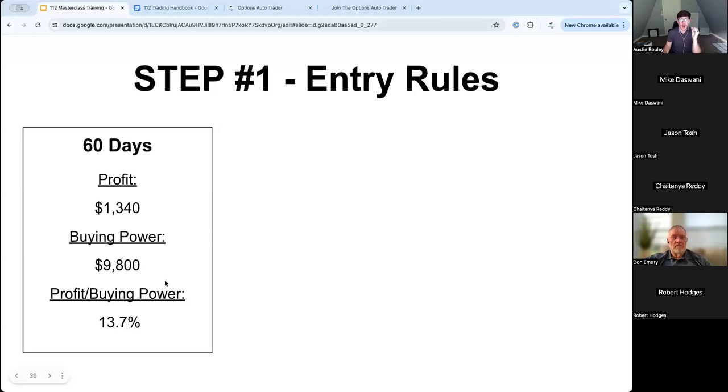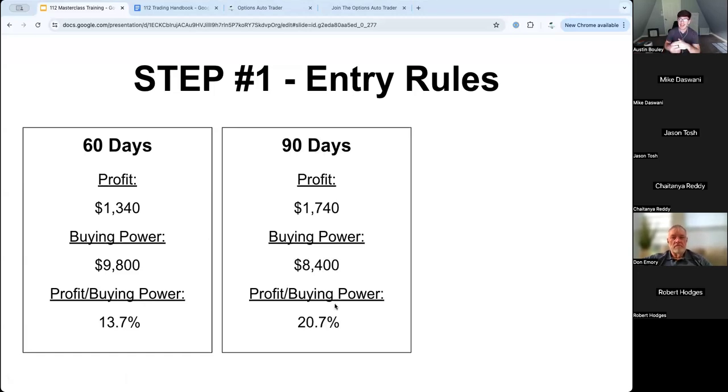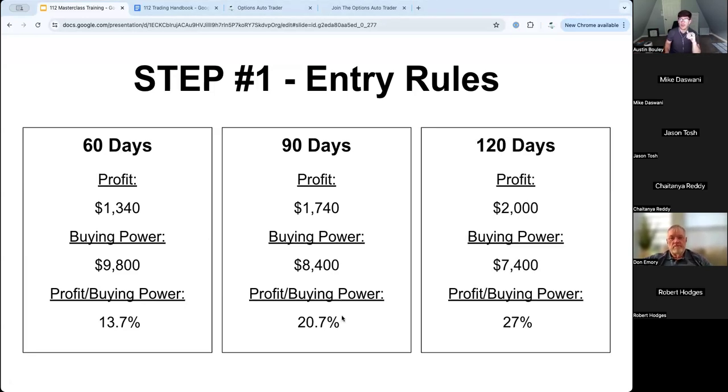So if we look at our profit to buying power percentage so that we can compare each duration, we're looking at 13.7%. Now, if we go to 90 days out, we're going to collect more profit. It's going to be lower buying power because the risk is lower, and that's going to put our profit to buying power at 20.7%. Also, we have 120 days out.